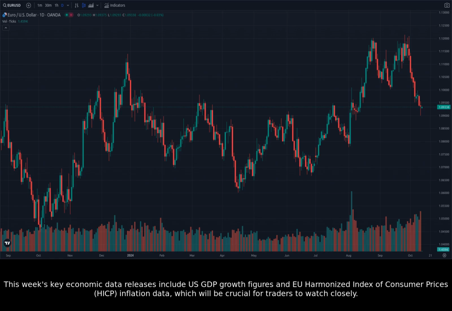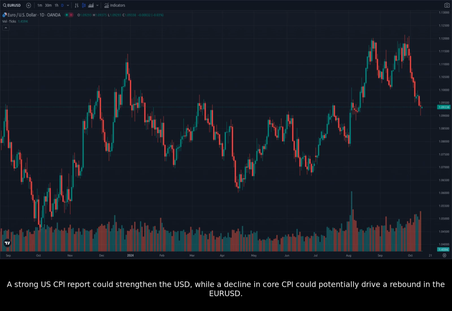This week's key economic data releases include US GDP growth figures and EU Harmonized Index of Consumer Prices, HICP, inflation data, which will be crucial for traders to watch closely. A strong US CPI report could strengthen the USD, while a decline in core CPI could potentially drive a rebound in the EURUSD. With such a volatile market, it's essential to look at the technical data to identify key price levels and potential trend reversals.